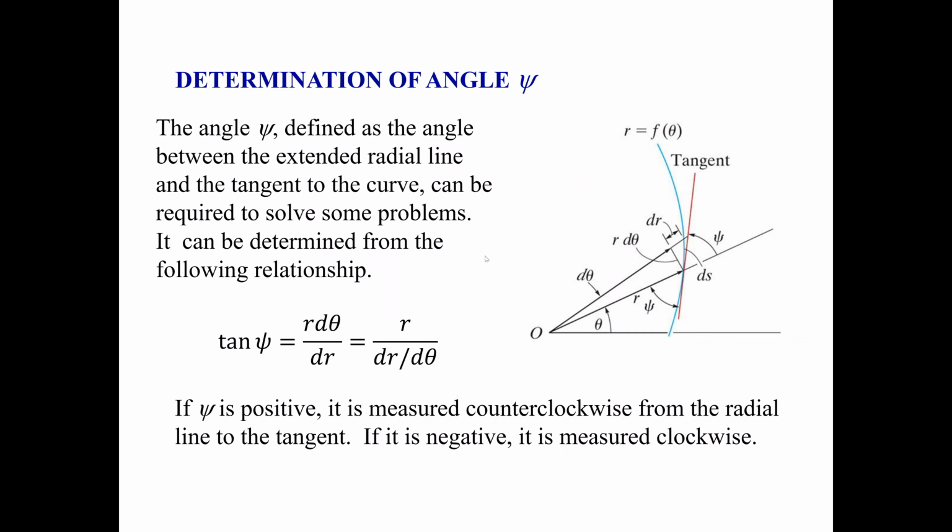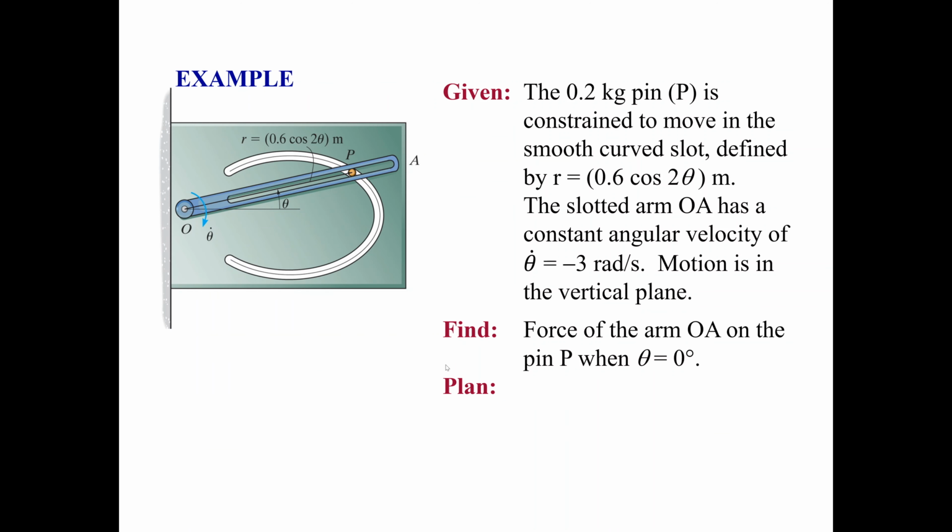Oh, and in terms of the direction also, it's measured counterclockwise from the radial component. It's going to be positive, and if it's going clockwise, so if you're down here, let's say, then you would say it's negative. So here's the first part. We'll take a look at an example, and what we're looking for in this case is the force acting on this arm here.